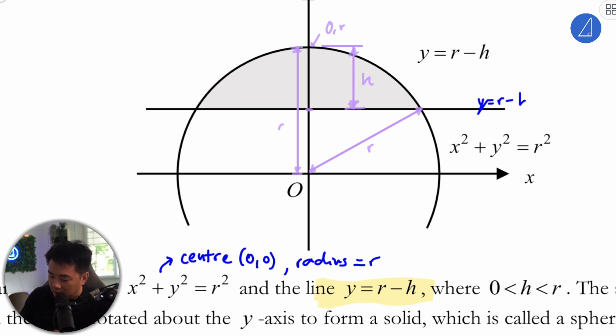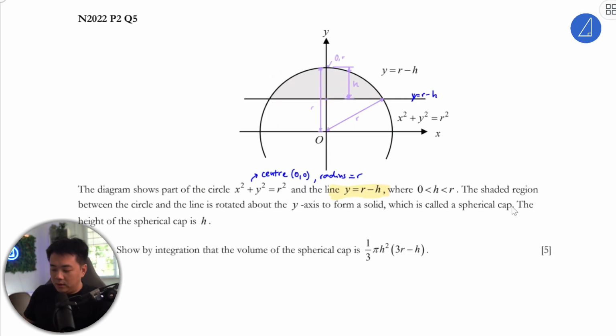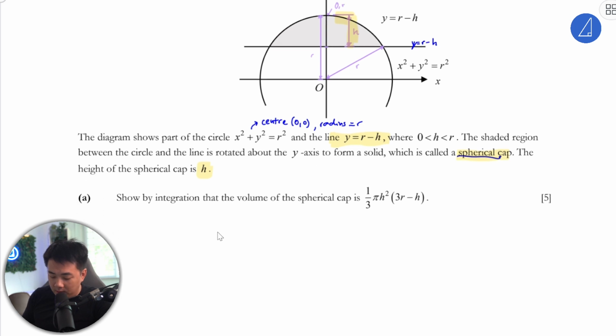Okay, that's the idea. Now if you look at the question, the shaded region between the circle and the lines rotated about the y-axis forms a solid, and this solid is called a spherical cap. So the height of the spherical cap is h, which is what we labeled just now, and it confirms what we analyzed. So show that by integration, the volume of the spherical cap is given by this.